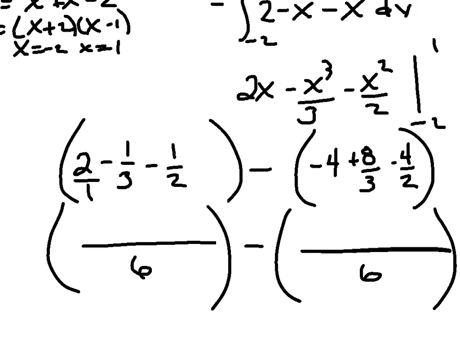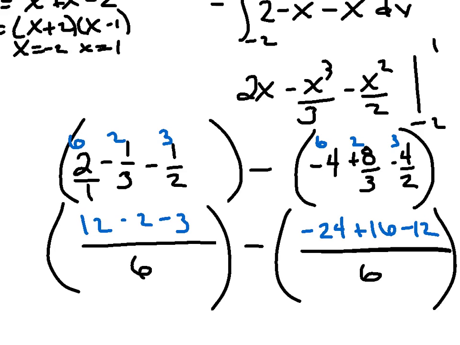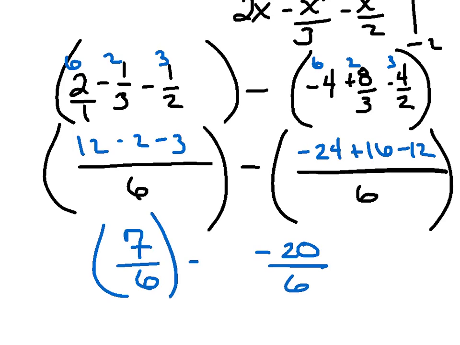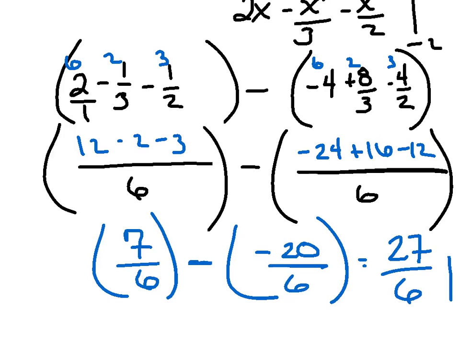Again, this is not calculator active. Take your time. So I would get a 6, a 2, and a 3. That's 12 minus 2 minus 3. I get a 6, a 2, and a 3. 24, 16, and 12. Just take your time cleaning it up. That looks like negative 26. And again, watch this negative here. When I add that, I believe I get 27/6. Okay, so again, take your time. I've got 2 more for you, so stay with me.